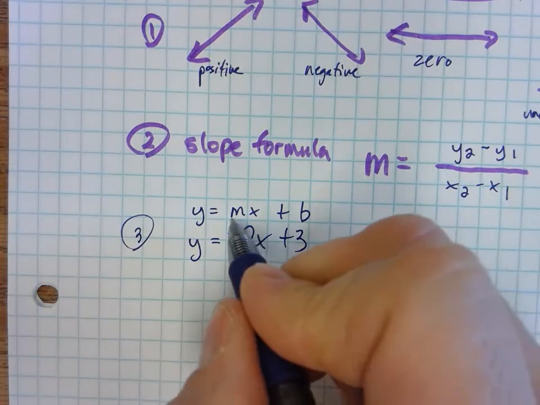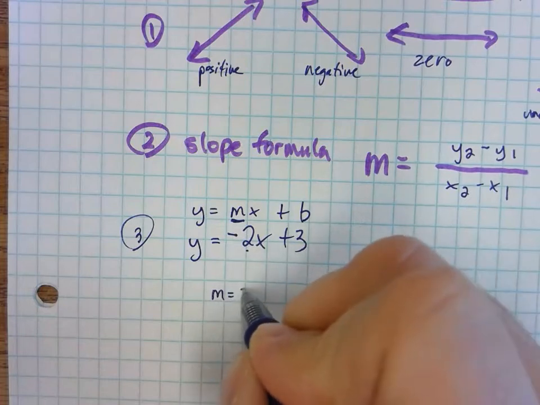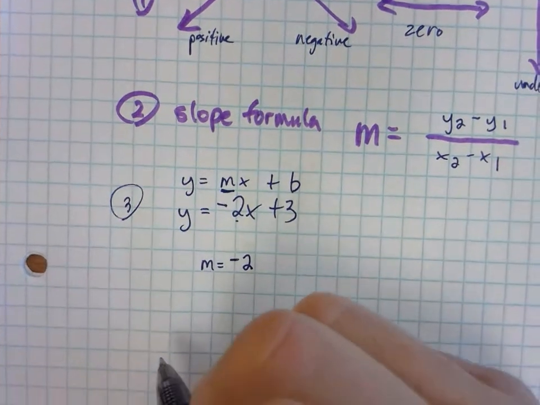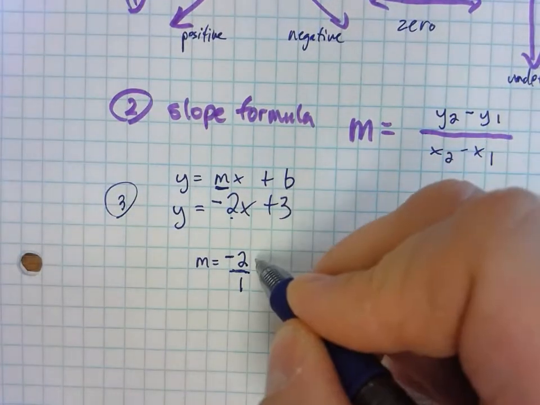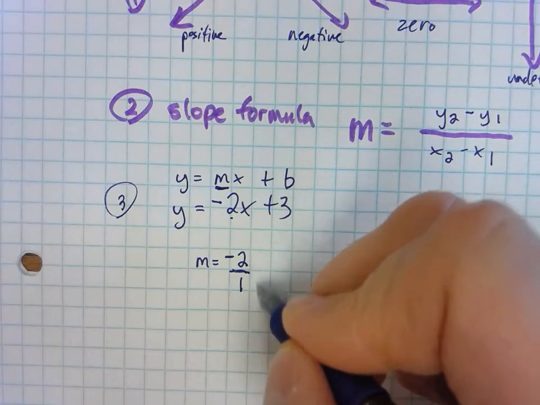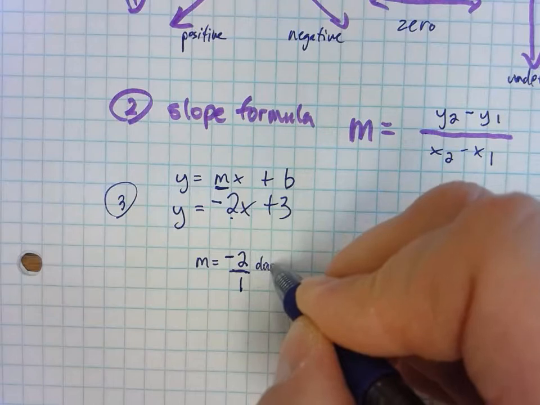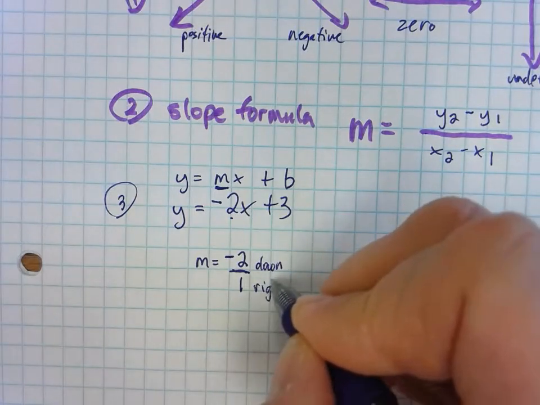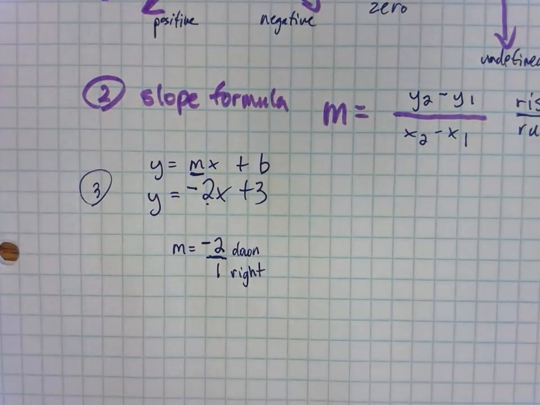Okay, so we know the m here is the number in front of the x, so our slope here is negative 2. And since the negative 2 is a whole number, we're going to put that over 1. And that would mean, of course, if you're doing the rise and run, the 2, if you're going negative 2, would be a down 2. And the 1 on the run part would be a right. So we're going to go down 2 and right 1. Now the question is, where do I start doing the down 2 and the right 1?